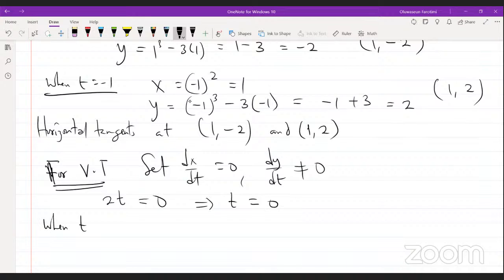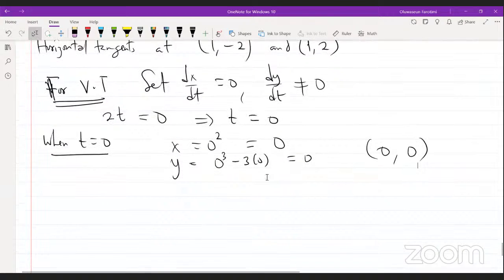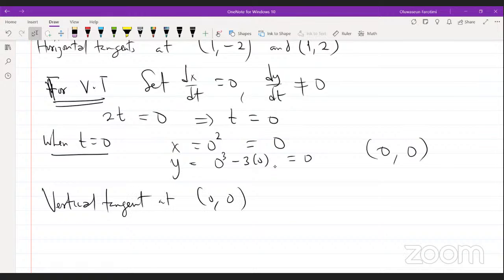So when t is 0, x is just 0 squared, and that's 0. y is just going to be 0 cubed minus 3 times 0, and that's still 0. What's the pair here, guys? 0 comma 0. So how do we conclude? We say vertical tangents at 0 comma 0. Is it making sense now, guys?